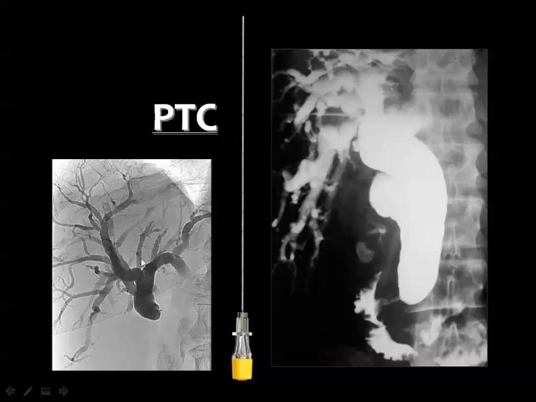And this is another example. You see the intrahepatic biliary radicals are dilated, the proximal part of the common bile duct is dilated, and there is abrupt obstruction of the common bile duct, and this is usually a sign of malignancy.